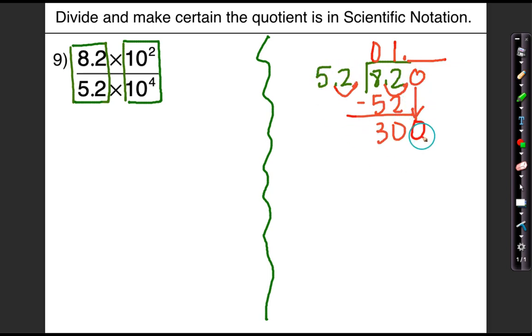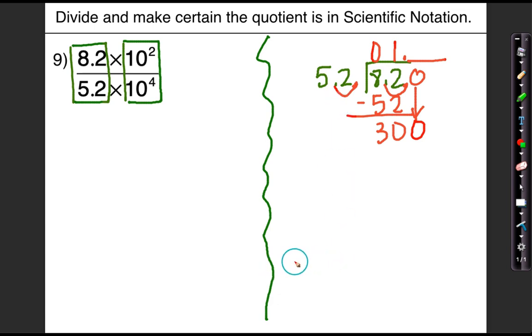Now, can 52 go into 300? The answer is yes, but how many times? Well, it's important for you to understand we don't know multiples of 52, but we can estimate and say, hey, 52 is pretty darn close to 50, so let's use 50. How many 50s is going to get us close to 300? Hopefully you're going to say 6, because 50 times 6 is 300, but wait, wouldn't 52 times 6 be a little too much? The answer is yes.